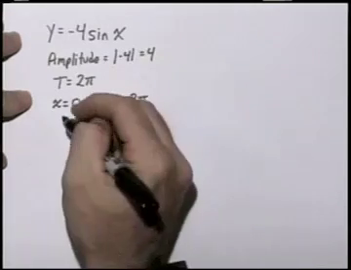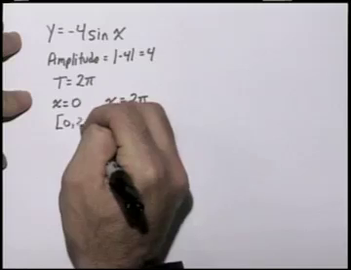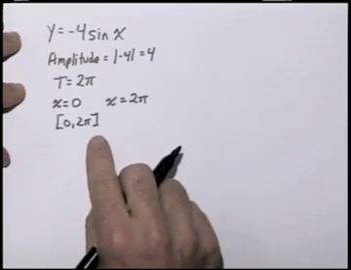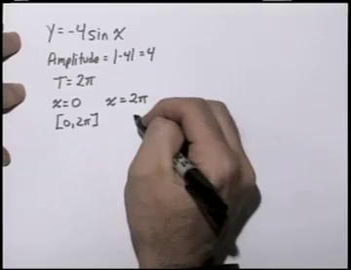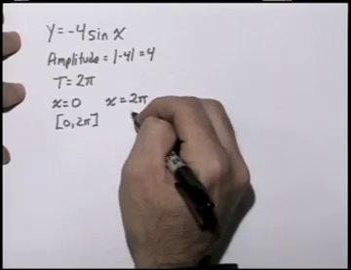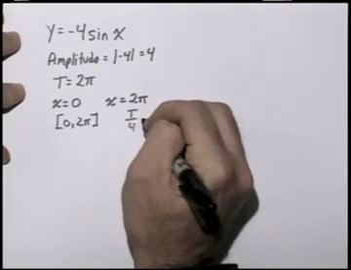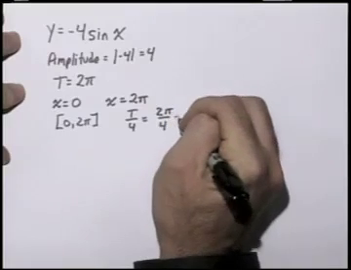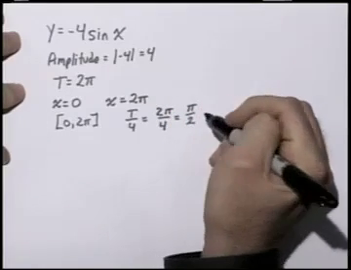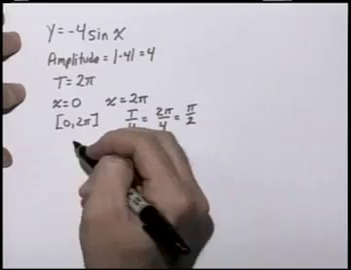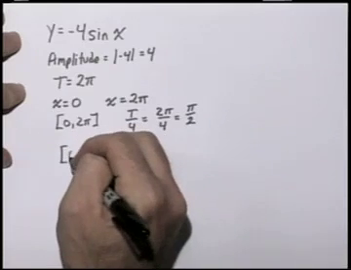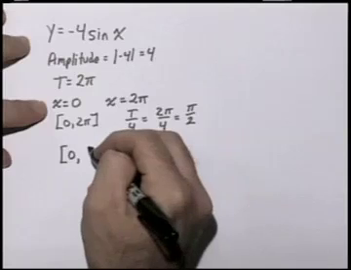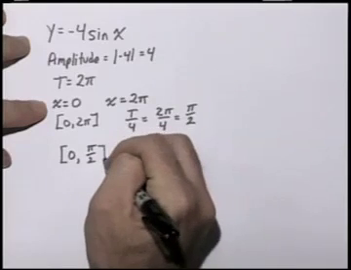If we take that interval from 0 to 2 pi, we can divide it into 4 subintervals. The 4 subintervals are going to be of length equal to the period divided by 4. Well, our period is 2 pi, divide that by 4, and we get pi over 2. So my first subinterval is going to begin at 0, because that's where one cycle begins, and then it's going to end at pi over 2.